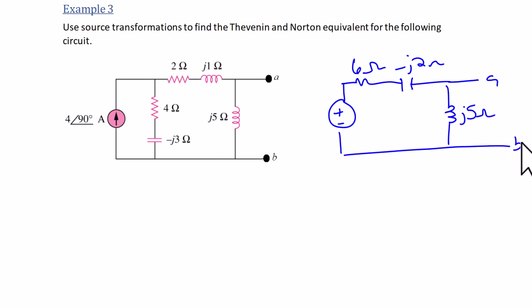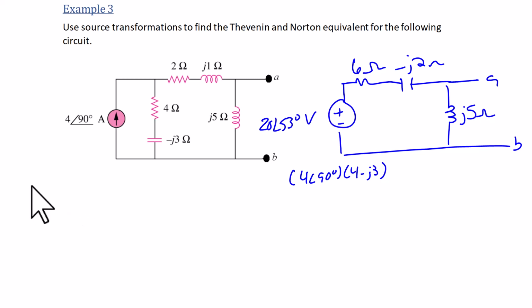4 plus 2 gives us 6 ohms. Negative j3 plus j gives us negative j2 ohms, in parallel with j5 ohms. And the voltage source, 20 angle 53 degrees, is found from 4 angle 90 times 4 minus j3.